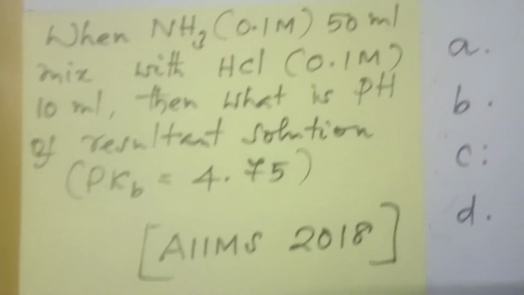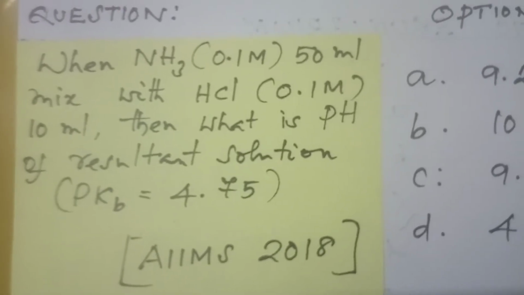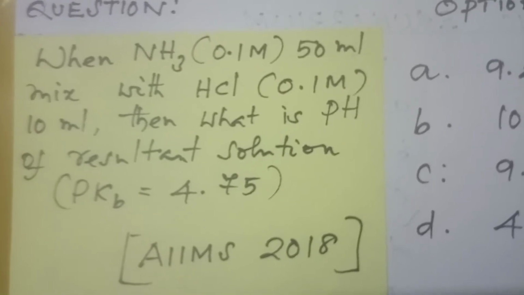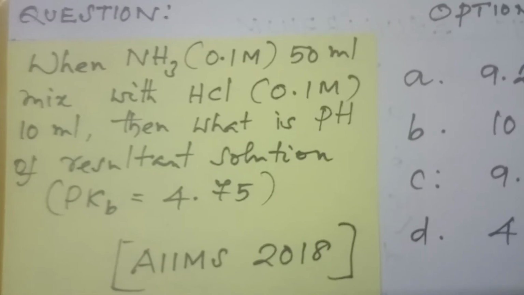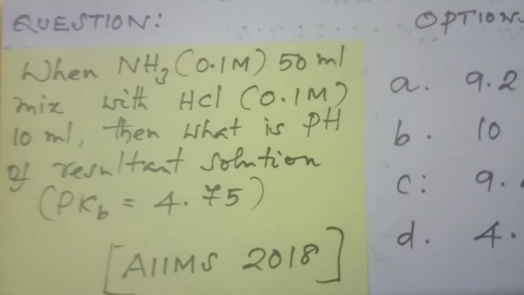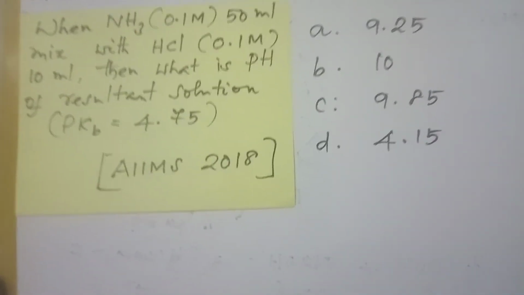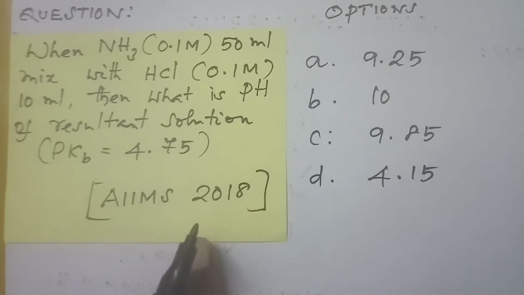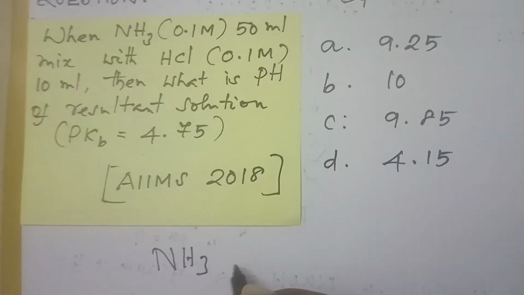Now let us see the question. When ammonia 0.1 molarity 50 ml is mixed with hydrochloric acid 0.1 molarity 10 ml, then what is the pH of the resultant solution? pKb is given. This is AIIMS 2018, some other session, online exams. Okay, now the same pattern, same day. Now let us see what is the equation.